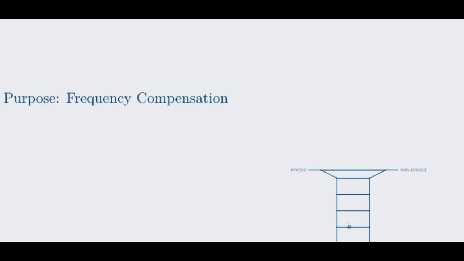When negative feedback is applied, this phase shift becomes positive feedback, and the op-amp oscillates wildly. The capacitor provides a dominant pole in the frequency response, causing the gain to roll off at a controlled rate, ensuring the op-amp remains stable with negative feedback. This makes it much easier and more predictable to use.